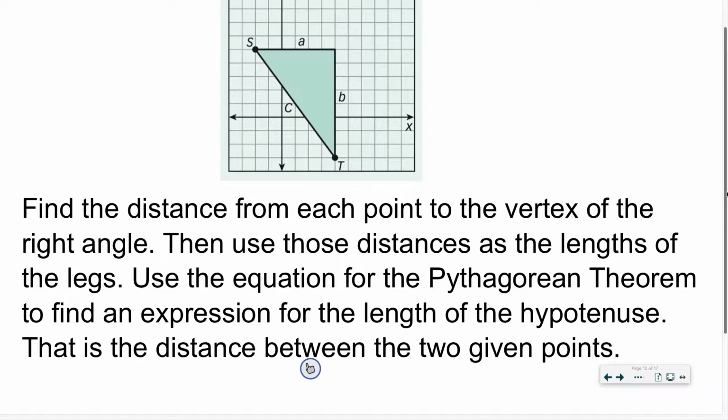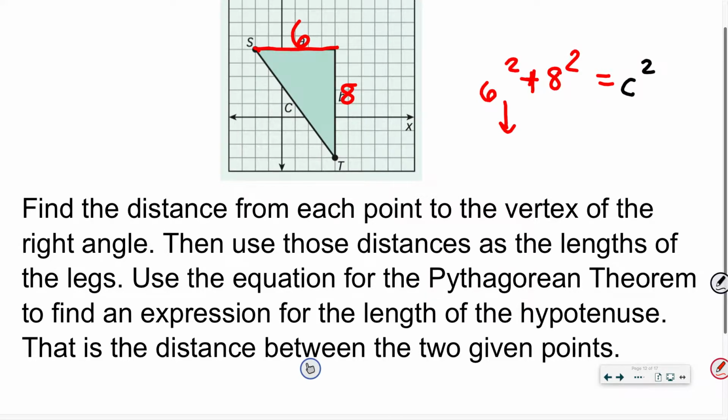I can figure out A. A is what? 6. 1, 2, 3, 4, 5, 6. Good. And what's B? 1, 2, 3, 8. 8. Good. So then how would I find C? Who wants to walk me through just the calculation? 6 squared. Good.